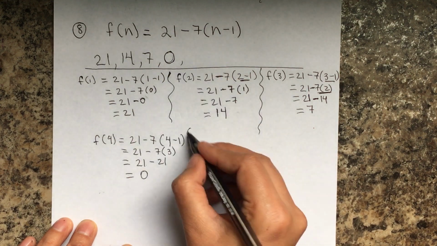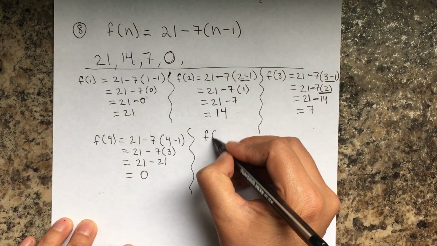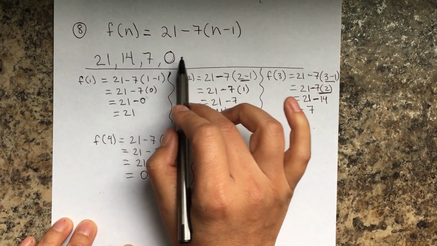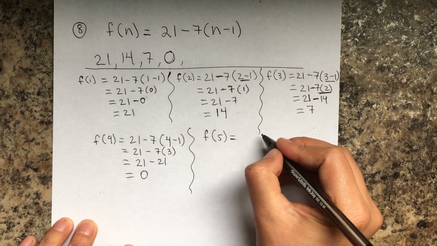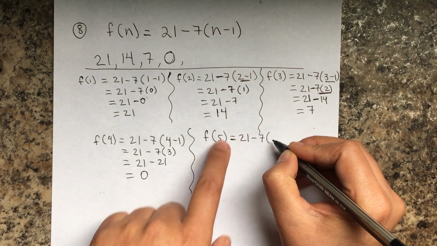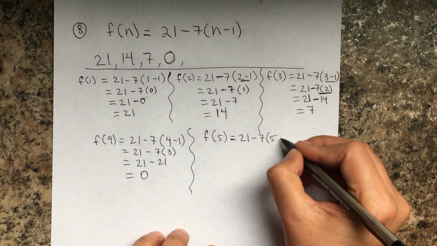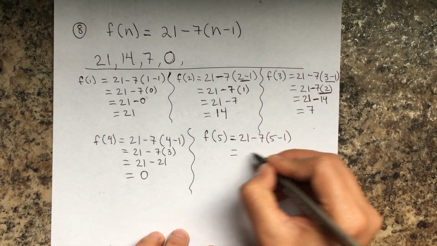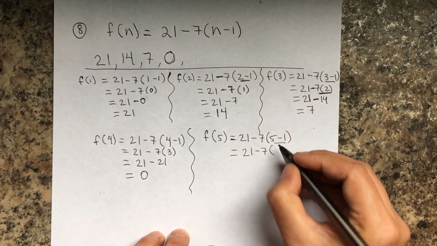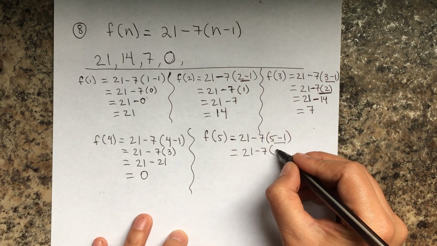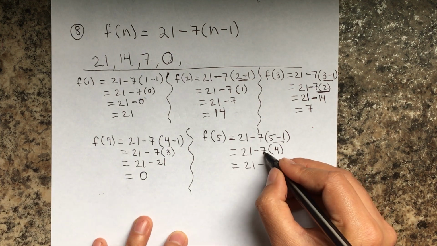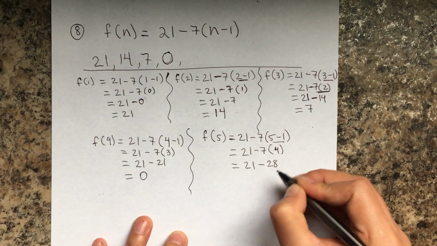See that one? I want to do the next one just because we're going to get a negative. Although you might say, oh, 0 minus 7 is negative 7, but I want you to look at this. So 21 minus 7 times n is 5 minus 1. Simplify this first. 5 minus 1 is 4. 21 minus 7 times 4 is 28.